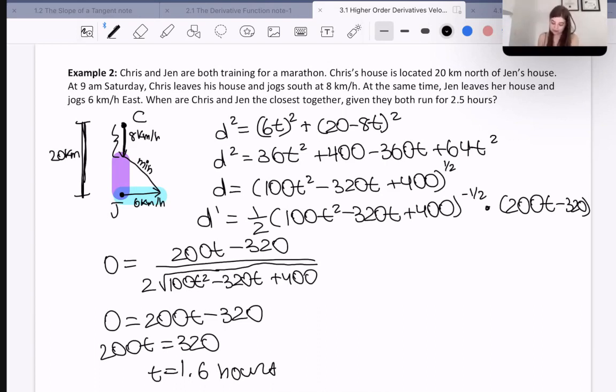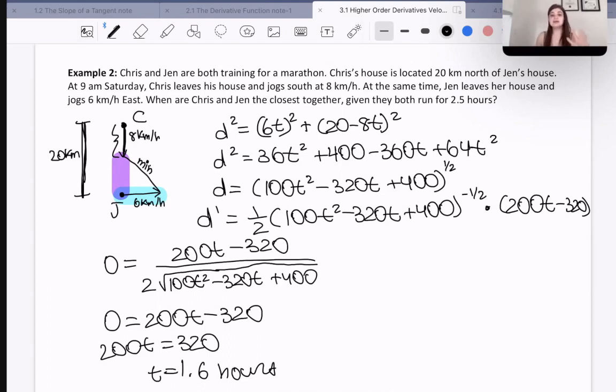Okay, so let's look back at the question because we might actually be done here or we might not be. Let's take a quick look here. It says, when are Chris and Jen closest together? Okay, so it doesn't ask about what position or something like that. It asks when, right? What is the time at which they are closest together? And we've already solved that. We figured out that they are closest together after 1.6 hours.